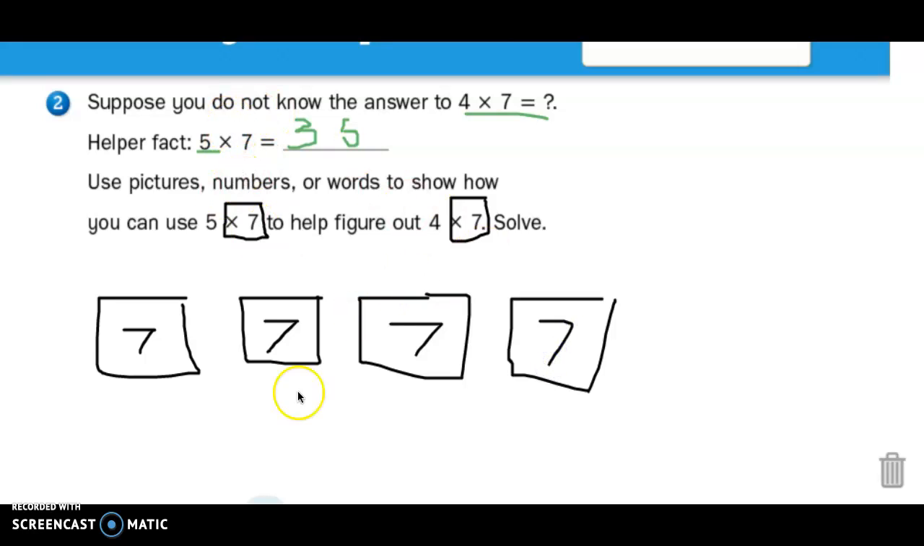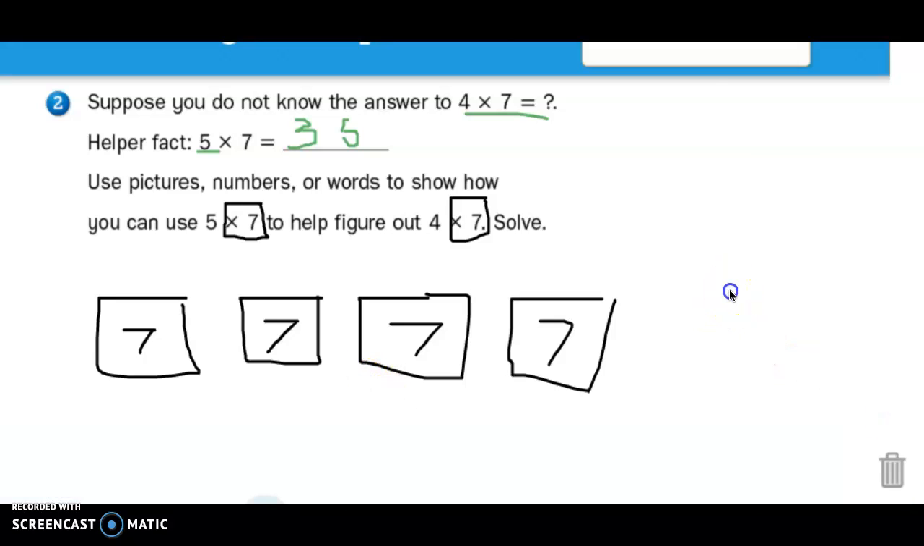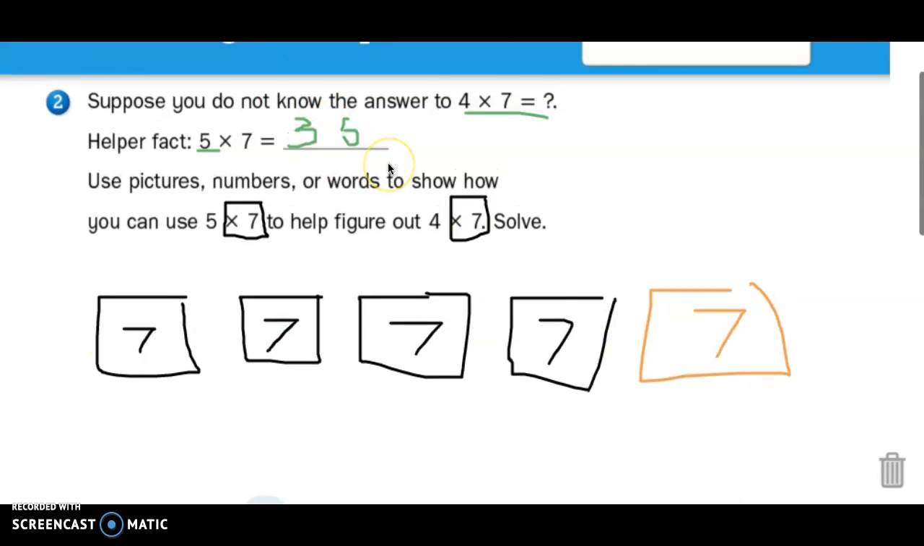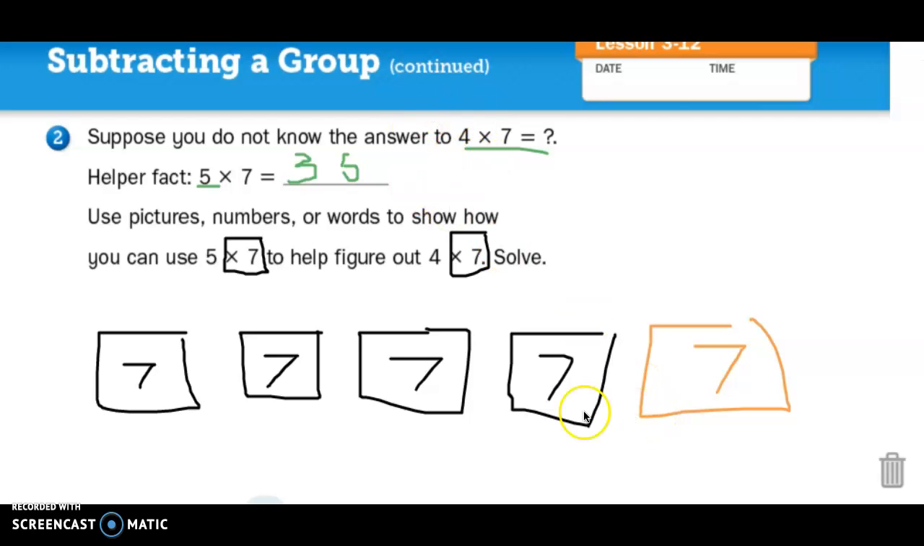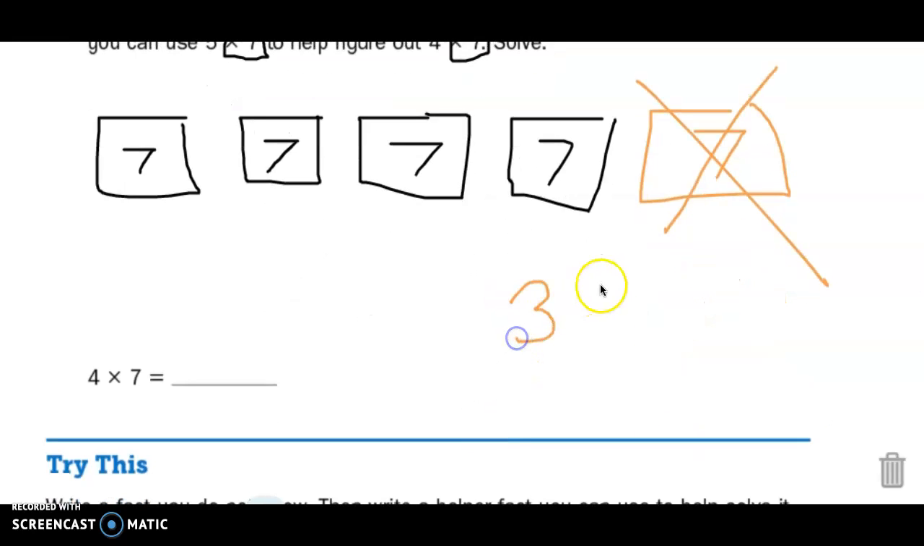And I know how to count by 5s. Oops, that's probably not the best color. So I went like this and I said 5 sevens is 35. But you know what? I only want to count 4 times 7. So I'm going to take this one away, which means I need to do 35.